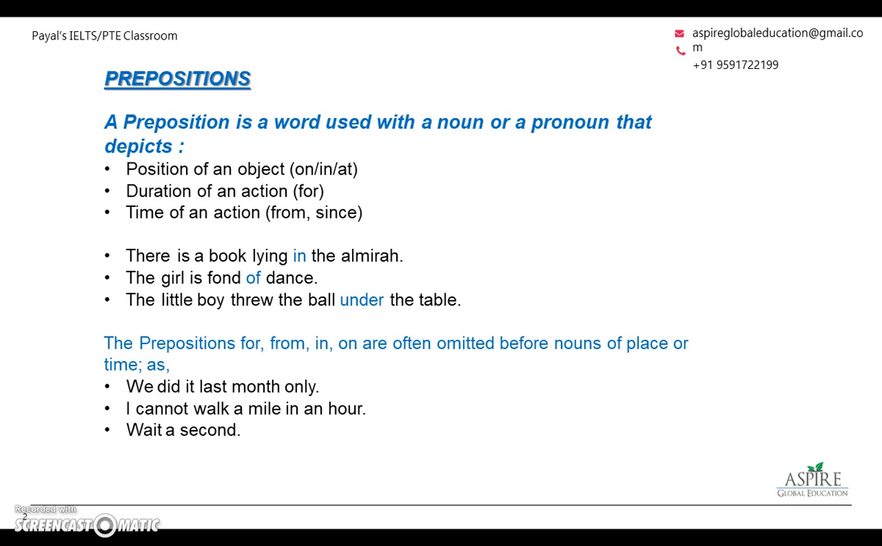Now sometimes the prepositions for, from, in, on are often omitted before nouns of place or time. We did it last month only. I cannot walk a mile in an hour. Wait a second. So in these sentences, we do not have a clear preposition. Sometimes they are omitted.